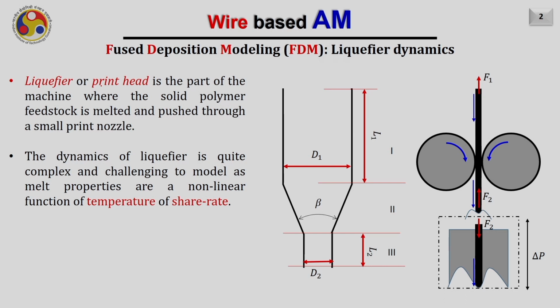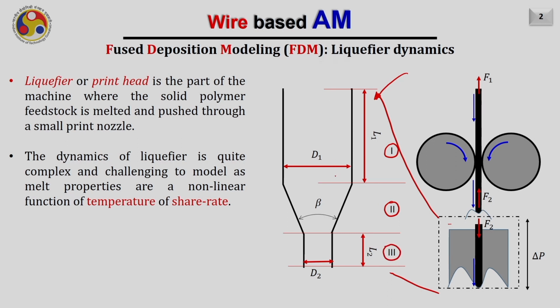The liquefier, or the print head, is the part of the machine where the solid polymer stock is melted and pushed through the small print nozzle. Usually, this is the typical schematic of the liquefier. I am just zooming it out here in this image. It is divided into 3 zones: zone 1, zone 2 and zone 3.